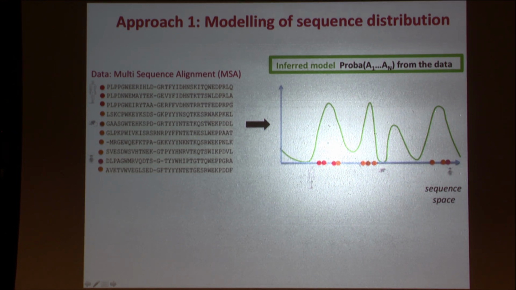I'm thinking about a probabilistic model here, which will give any sequence A1 to AL, or AN, the length of the sequence, some probability, some score. This is a very ill-defined problem, right? Because we just have the orange dots here, and we would like to find this green curve. We cannot do that unless we put a lot of constraints on the curve, right? But suppose we're able to do that.